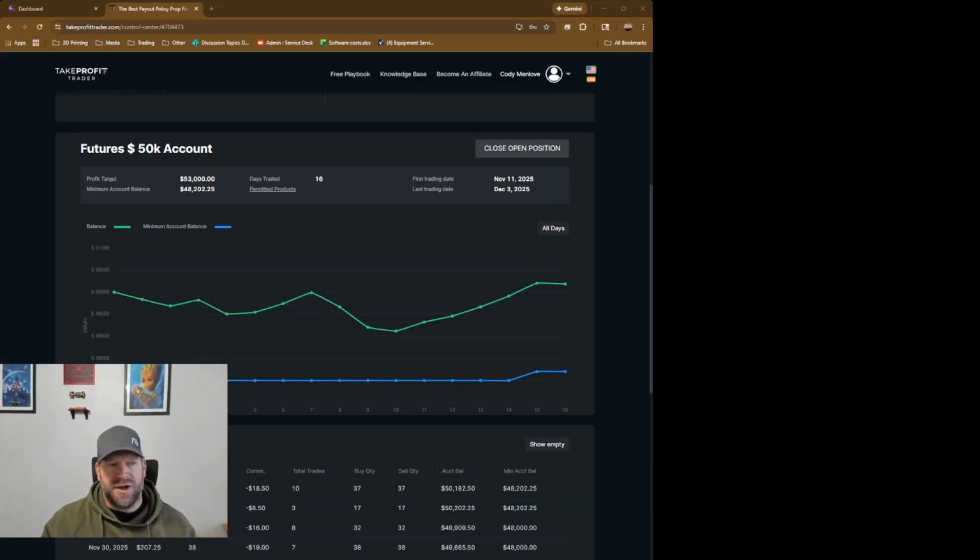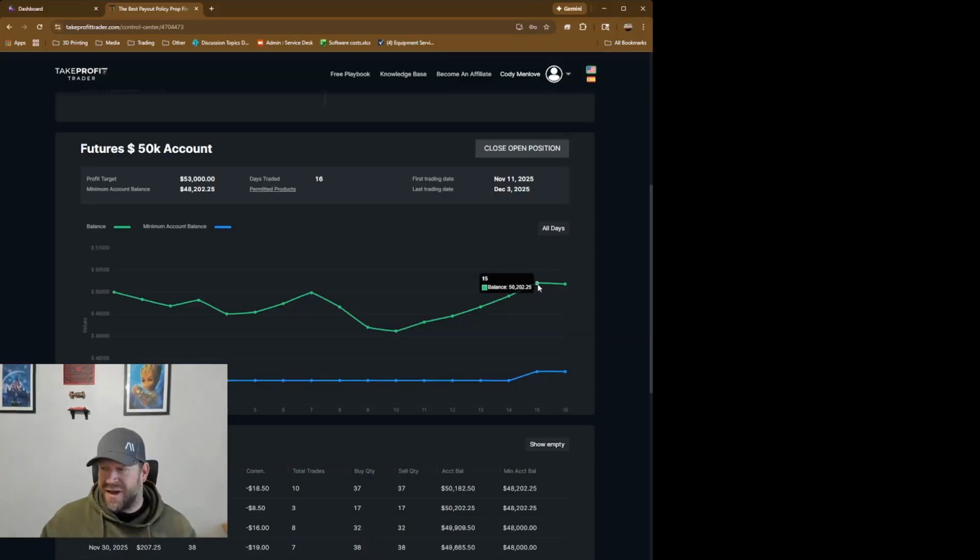Yes, I just wanted to come into my Take Profit Trader account and show you what this is actually showing. Of course, my target is 53,000. I've already traded this account 16 days. I started out with an immediate drawdown and it just kept ticking down. Had a good build back up, almost tapped that 50K, and then back down to 49,119 is my low. Now I'm back up.